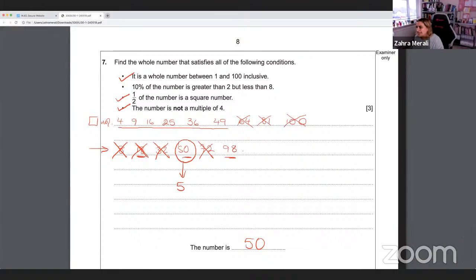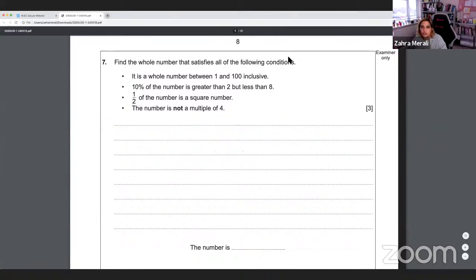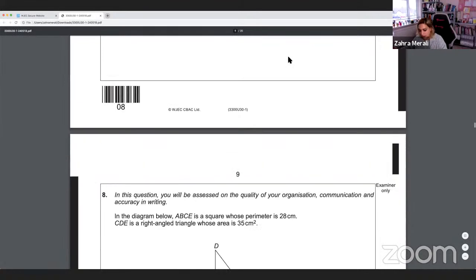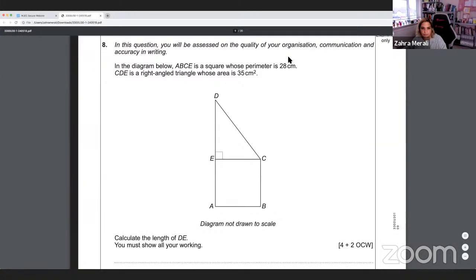If you get the final answer, you get all your working marks. But if you had listed it like that, you'd have got some marks by just doing your square numbers. You would have got a mark at least. So make sure you do write out working.